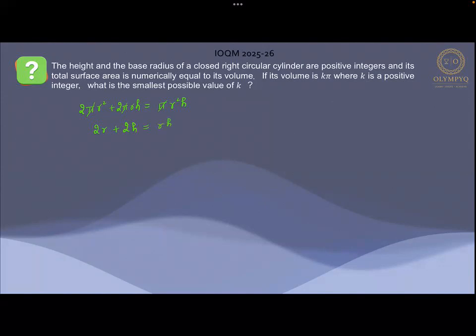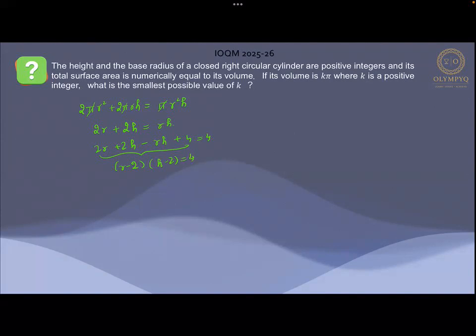r into h. Now this equation can be factorized by subtracting r h and adding a 4 on both sides. Now, if I factorize this equation, then we get that r minus 2 into h minus 2 is going to be equal to 4.